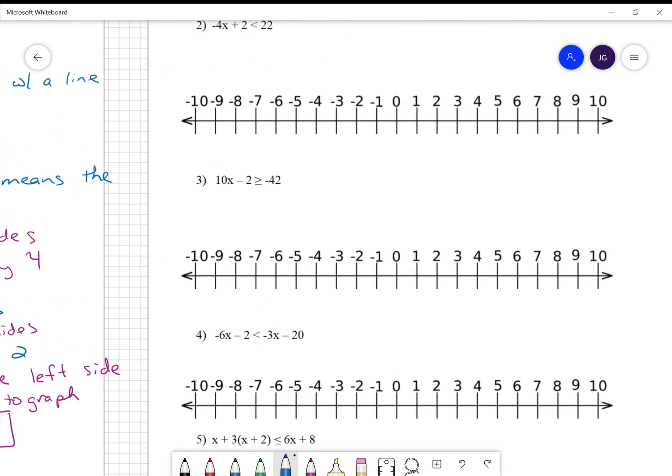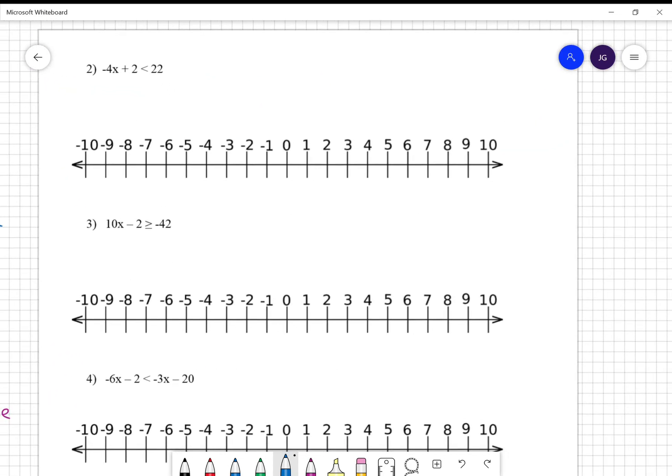If you like parentheses, this would be a curve to the left above 3, and then drawing your line. Okay, number 2. 4x plus 2 is less than 22. Subtract 2 on both sides. -4x is less than 20. Divide both sides by -4. Don't forget, when I divide by a negative, I'm going to have x on the left, because -4's cancel. My inequality has to switch from less than to greater than, -5.